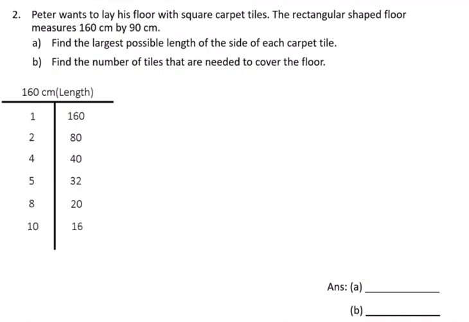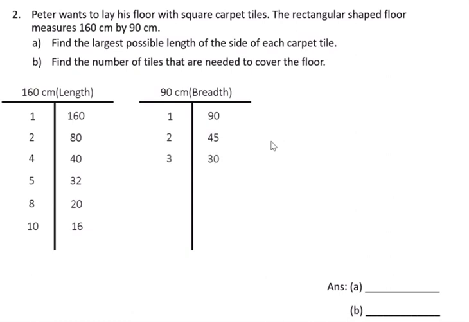Okay, so the next one will be factors of 90. Definitely 1 and 90, 2 and 45, 3 and 30, 5 and 18, 6 and 15, 9 and 10. Very good. So if you look at these two groups of factors listed, can you tell me which one is your highest common factor? Can you see? 10. Very good.